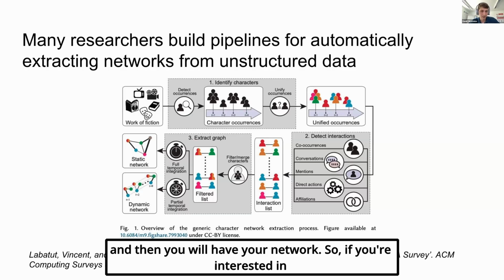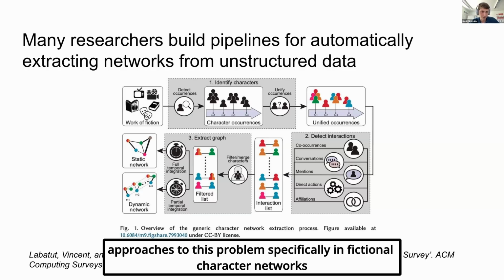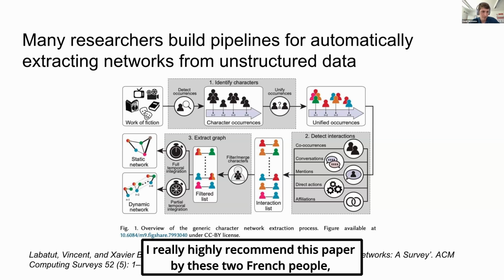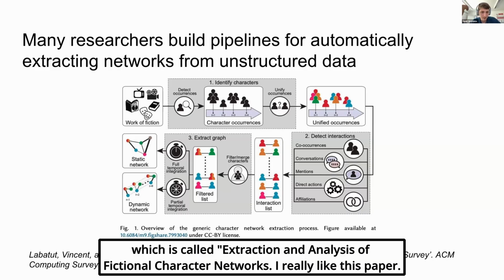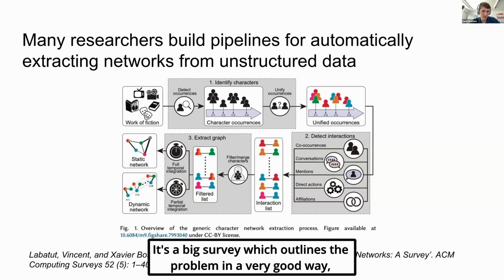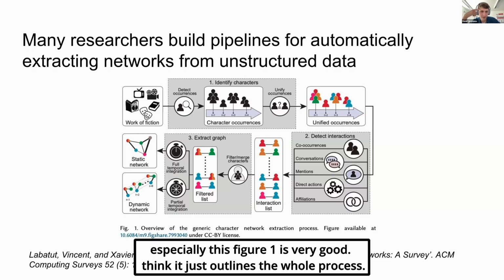So if you're interested in approaches to this problem, specifically in fictional character networks, I really highly recommend this paper by two French people whose names I will probably not be able to pronounce anyway, which is called Extraction and Analysis of Fictional Character Networks. I really like this paper. It's a big survey which outlines the problem in a very good way. Especially this figure 1 is very good. I think it just outlines the whole process.